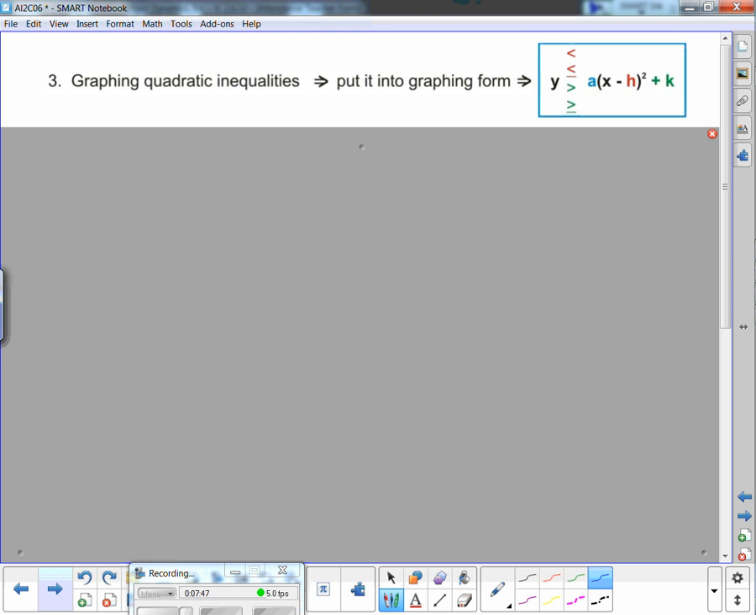All right, number 3, graphing inequalities. We've done linear inequalities before. Now we simply need to graph quadratic inequalities. So what are the possibilities? You know, it could be less than, it could be less than or equal to, it could be greater than or equal to, right? It's going to be one of those. And if you've got to graph it, we want to put it in graphing form, right?